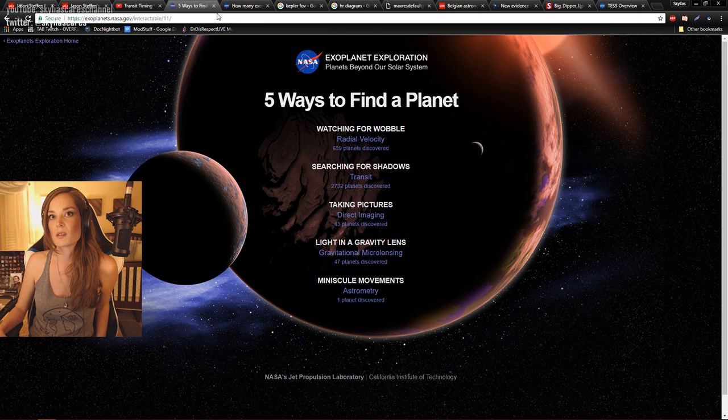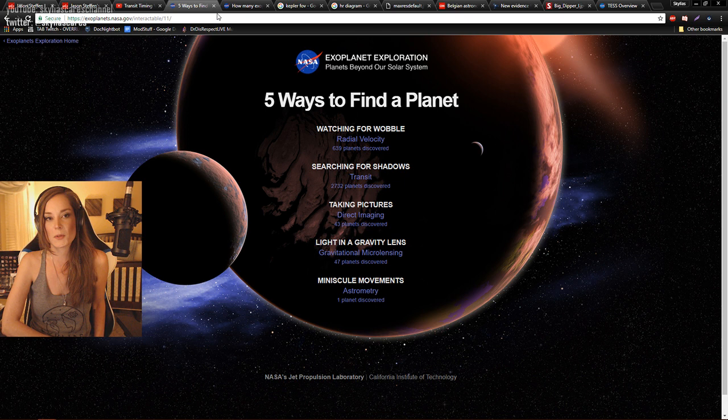The TRAPPIST system is just nuts. In and of itself, it's very, very tightly packed together. You can fit all of those planets within the orbit of Mercury. So it's all seven of them. All seven planets within the orbit of Mercury, and that's insane.